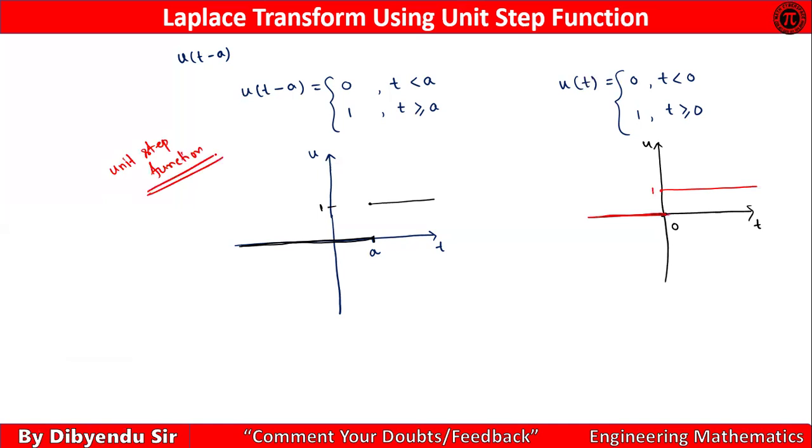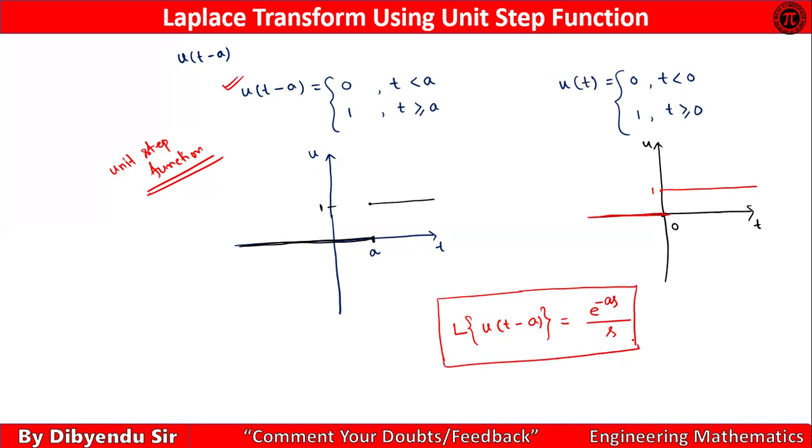Now let's understand how we can apply the Laplace transform on the unit step function. Here you have to remember a basic formula only for this standard unit step function. The formula is Laplace of u(t minus a) equals e to the power minus as divided by s. Remember, this is not the original formula; you can derive this result from the original formula.